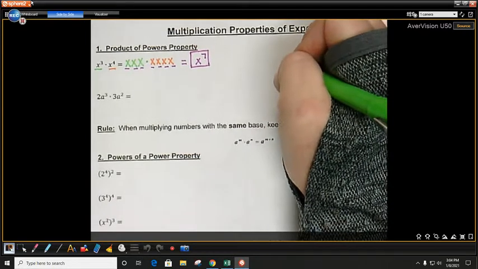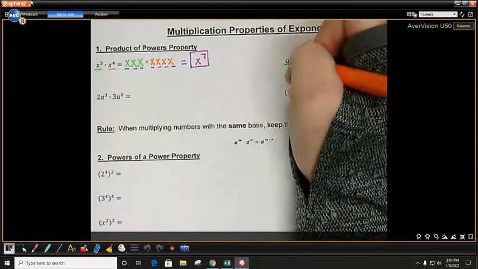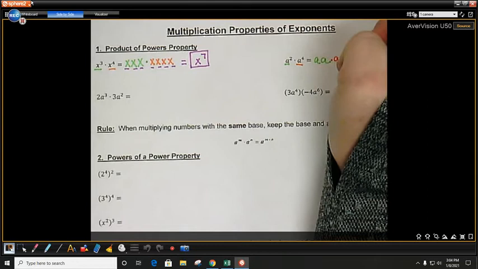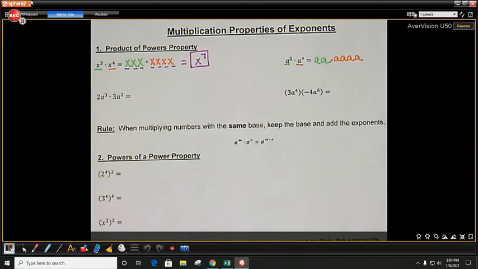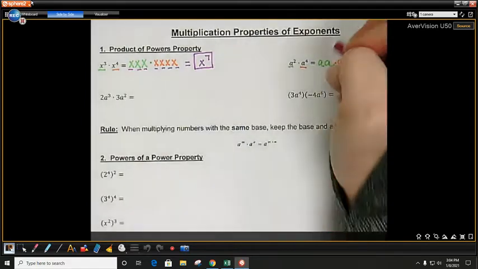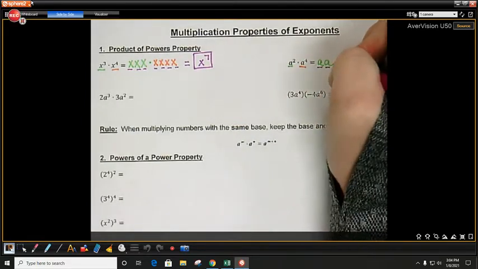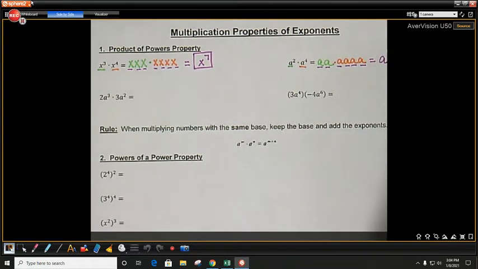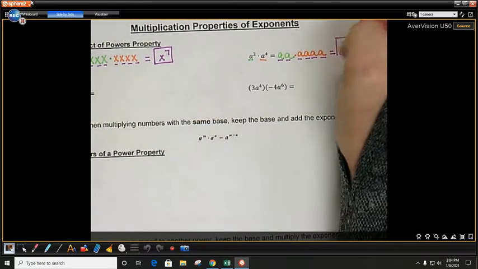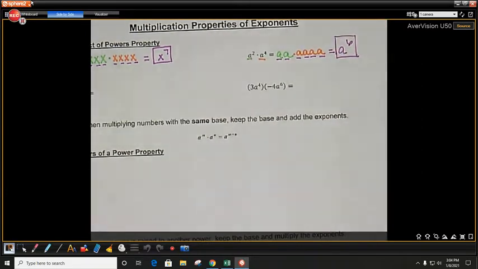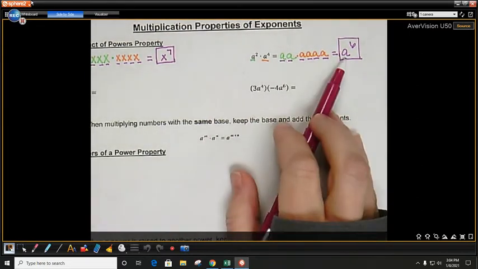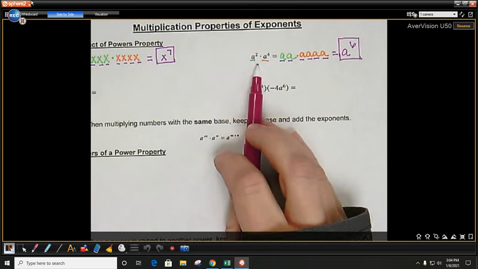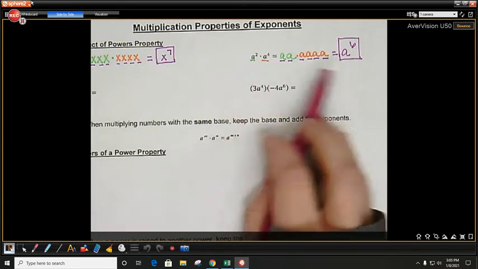Okay, the next one, I have a squared, which means I have a multiplied by itself twice. Then I have a to the fourth, which means I have 4 a's multiplied. So I'm expanding it to get rid of my exponents, and then I'm going to recount it and see how many I have in all. So I have a total of 6 a's, which is a to the 6th power. So this is just simplifying your expressions. This is a simpler way of saying a squared times a to the fourth. They are equivalent to each other.